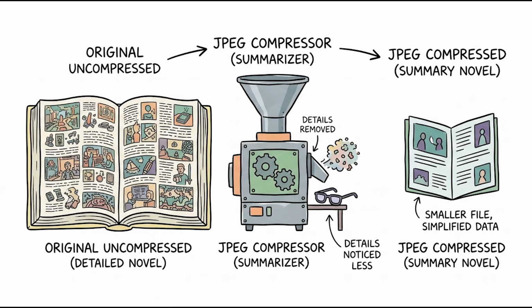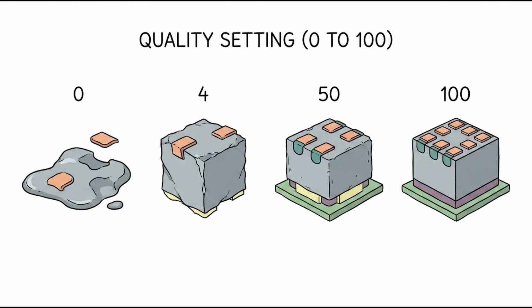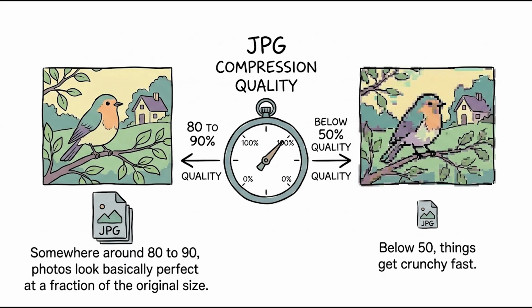Think of it like summarizing a novel. You keep the plot but lose some sentences along the way. That's called lossy compression. The number that matters here is the quality setting, from 0 to 100. Somewhere around 80 to 90, photos look basically perfect at a fraction of the original size. Below 50, things get crunchy fast.